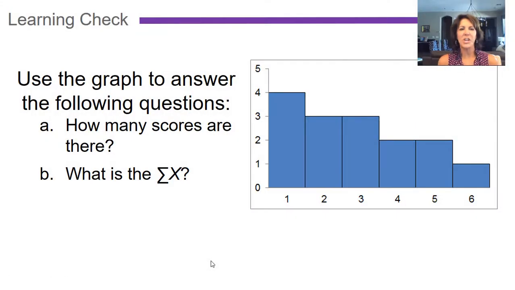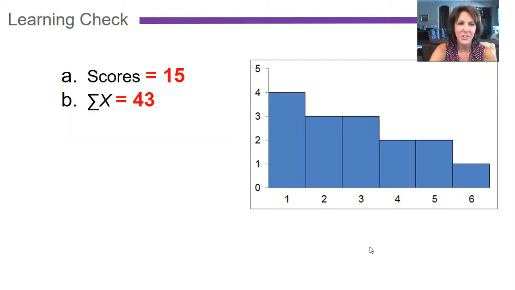Okay, let's do a learning check. Use the graph to answer the following questions. How many scores are there in this histogram? And what is the sum of the scores? Pause the computer, write down your answer, and then come back. And here are the answers.